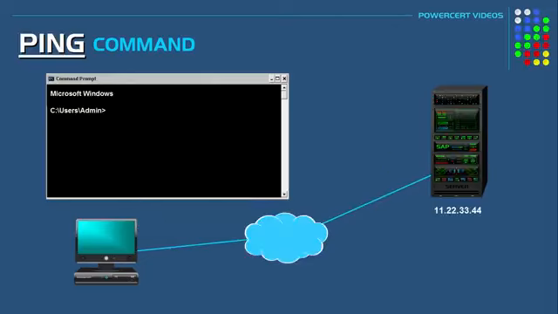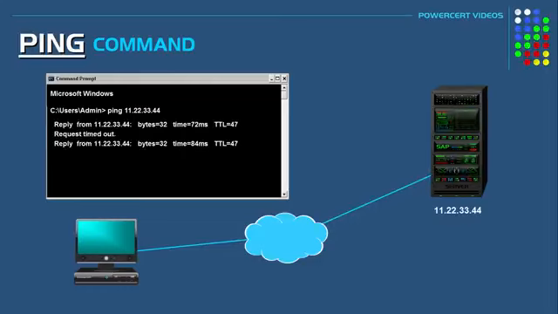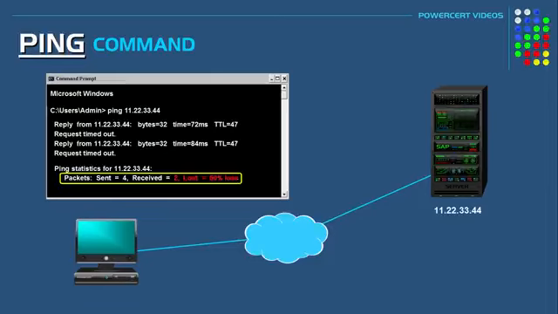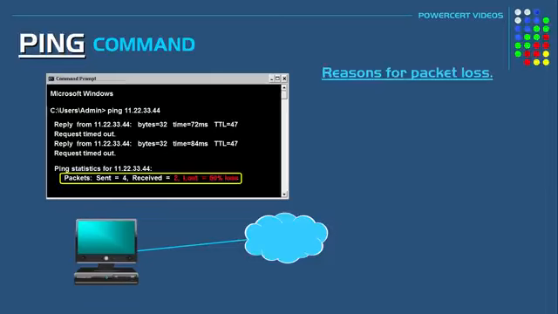Now, what happens when you try and ping a host and not all of the data packets reply back to you? So for example, when you ping a host, your computer sends out 4 data packets, but sometimes you may only get 1, 2, or 3 packets back instead of the 4 that you sent out. Well, this is called packet loss, and packet loss can occur for several reasons.